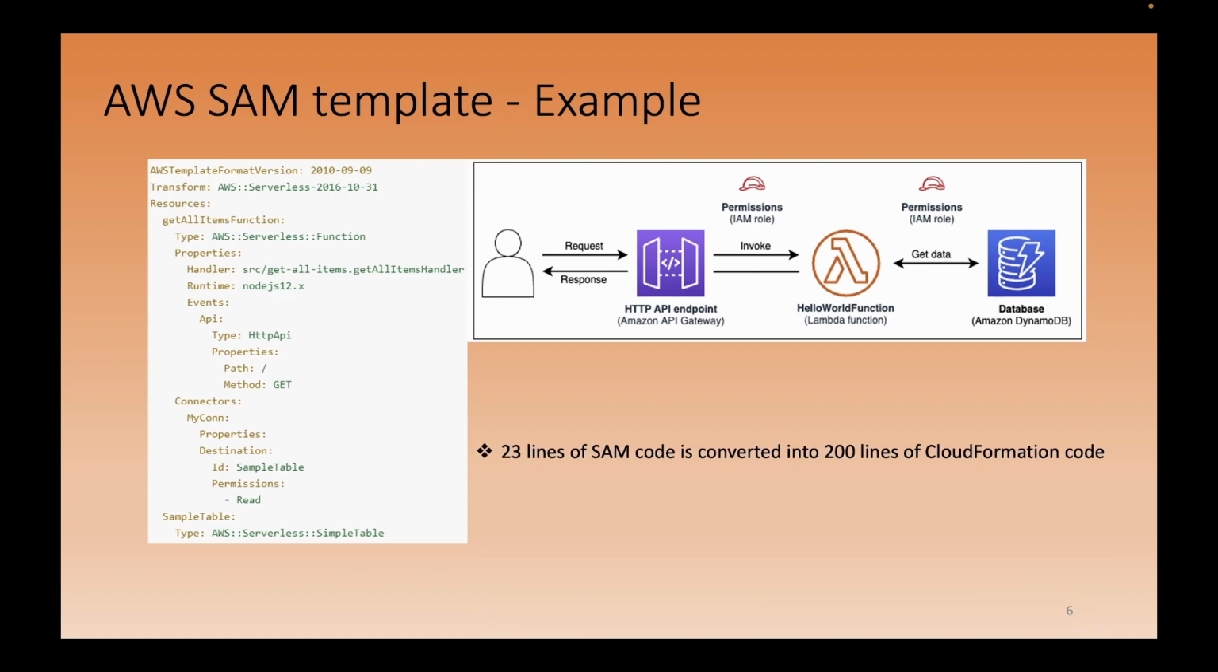Here we have 23 lines of SAM code. And if we have to create the same infrastructure using CloudFormation, it's going to be 200 lines of code. Now you can see how efficient SAM template would be, right?